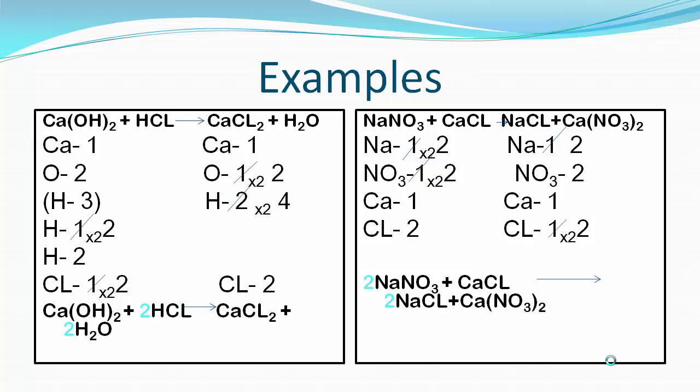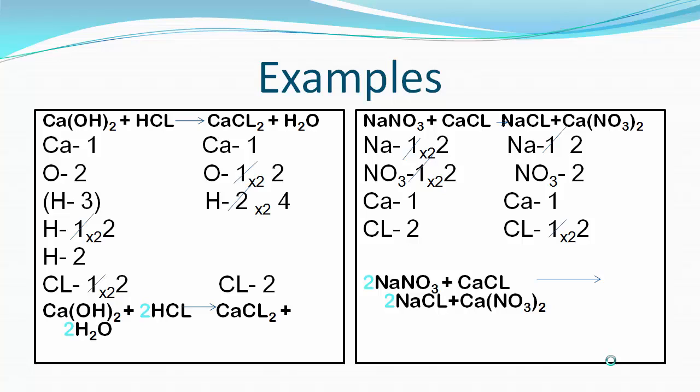So I go to HCl, and I put 2 before HCl, thus making me have 4 H's. But it also affected Cl, which before had 1, and now has 2, thus equating it to the other Cl on the other side, making everything equal. So the final balanced equation is CaOH2 plus 2HCl yields CaCl2 plus 2H2O.